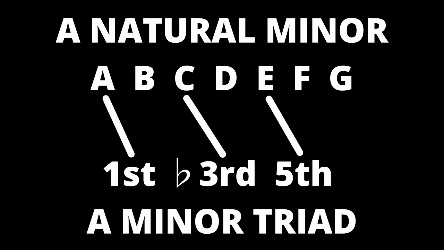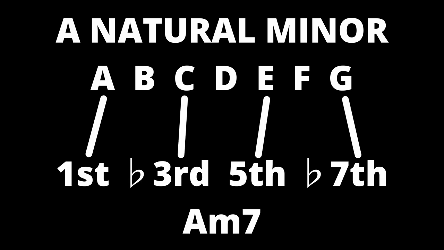Let's look at an example. The A natural minor scale has the following notes: A, B, C, D, E, F, and G. The first note is A, the minor third is C, and the fifth is E. These three notes make up the A minor triad. If you add the minor seventh note G, then you have an A minor seventh chord.